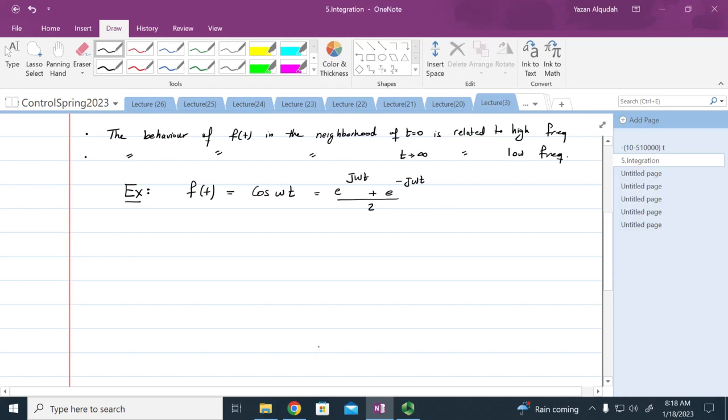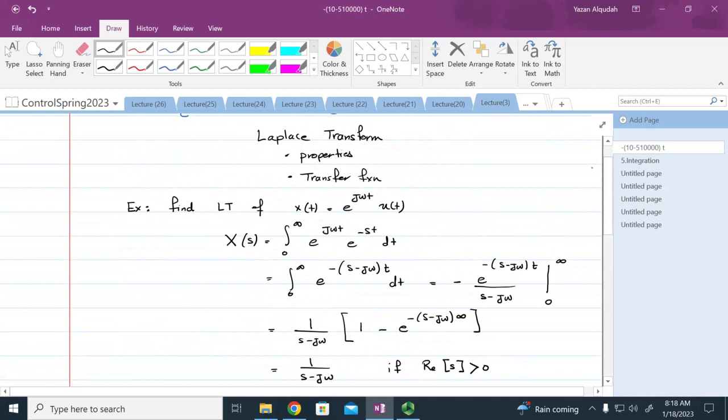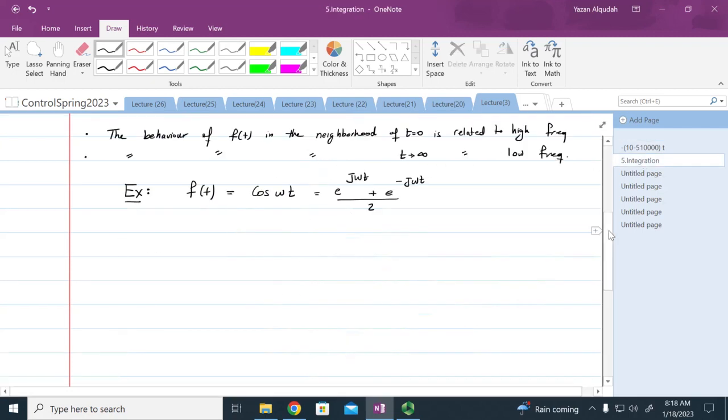Okay. So how does this help us find the Laplace transform? We've done this, isn't it? What was the first example we've done? We know the Laplace for this. And what else do we know? We know the transform is linear, so we can take these parts and add them together. Therefore, F of s is going to equal the Laplace of e to j omega t divided by 2 plus the Laplace of e to negative j omega t divided by 2.